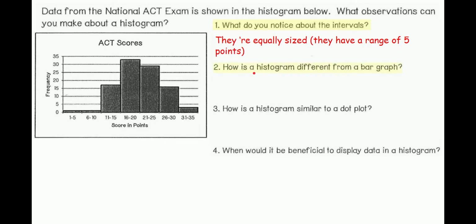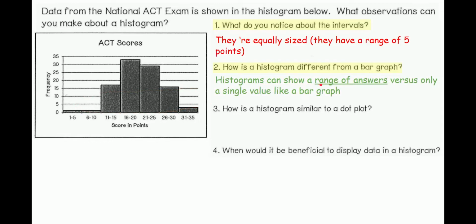So how is a histogram different from a bar graph? Well, histograms can show a range of answers versus a single value like a bar graph. If this was a bar graph, you wouldn't have 1 through 5 and 6 through 10. You'd only have 1, 2, 3, 4, 5, 6, 7, 8, 9, 10. So you would not have ranges of data. Each of these numbers would have their own individual bar. If the highest score is 35 and the lowest score is 1, you would have 35 bars.